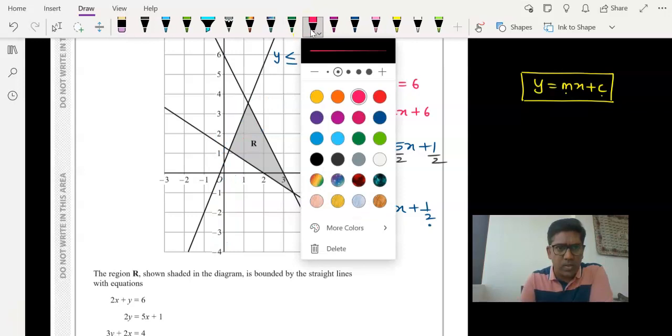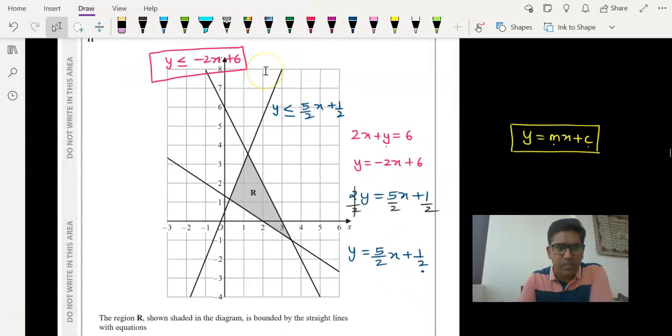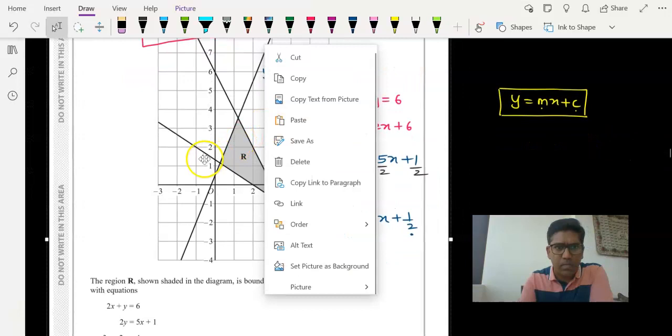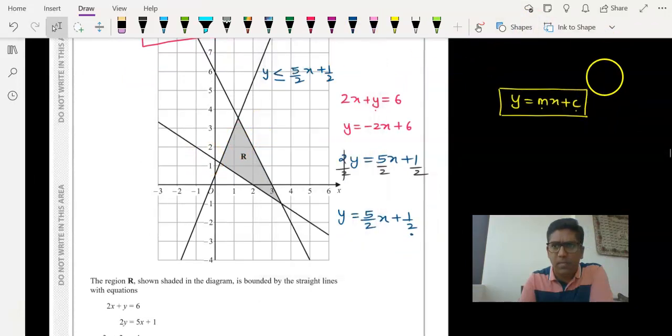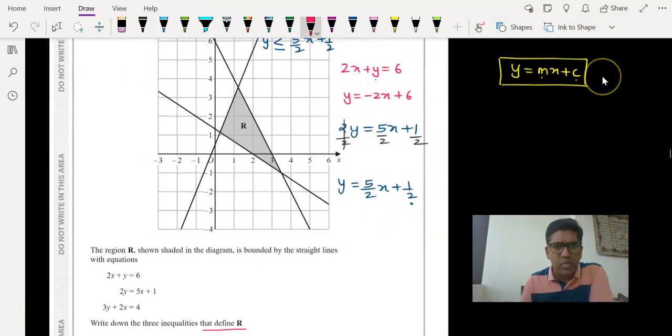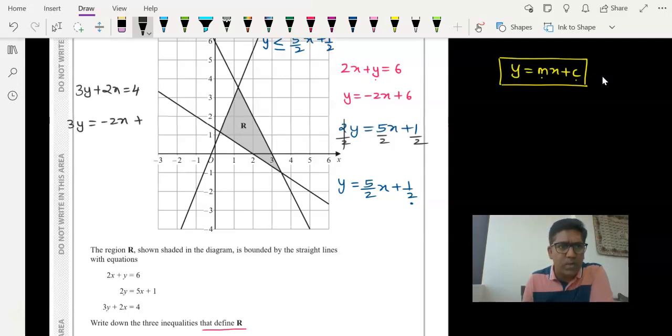The third equation is 3y plus 2x equal to 4. Now since it is not in slope-intercept form, we'll move 2x to the right. You get 3y equal to negative 2x plus 4. I need y all alone, so divide all by 3. So you get y equal to negative 2 upon 3 x plus 4 by 3.